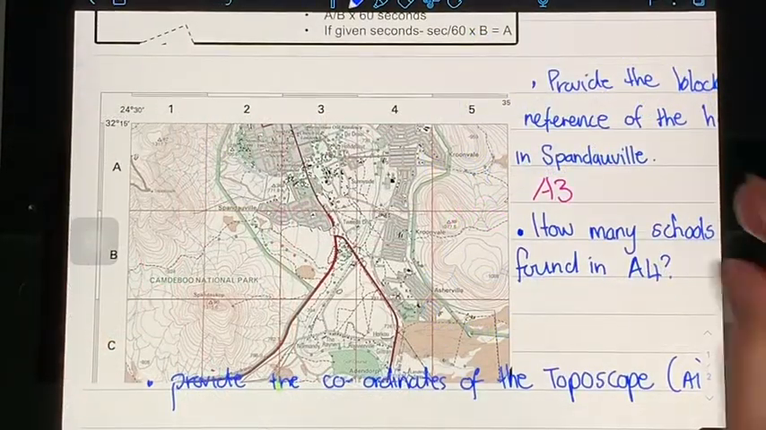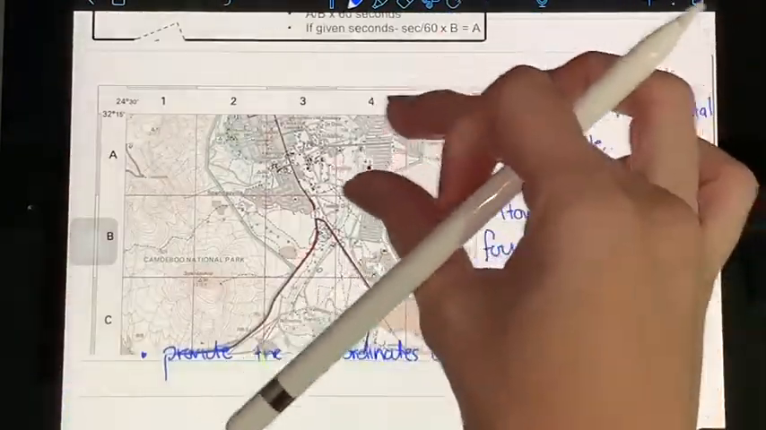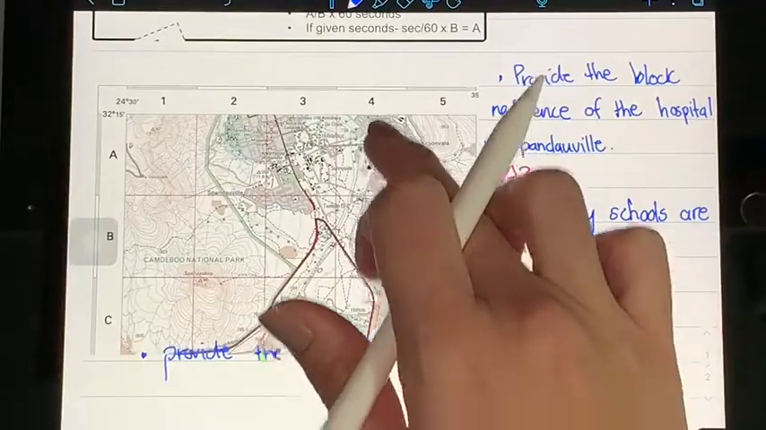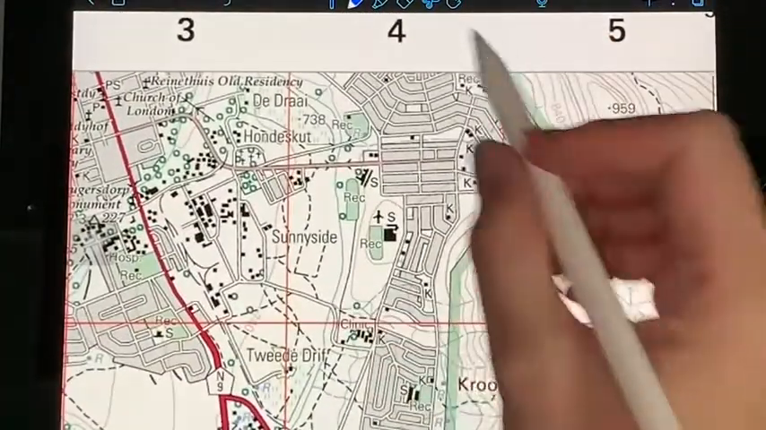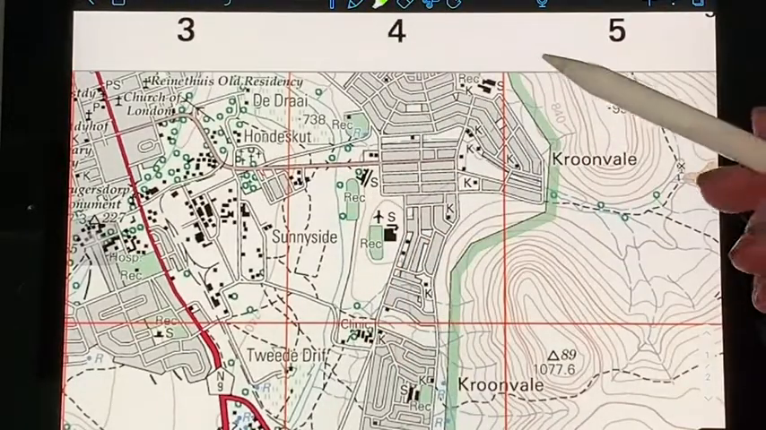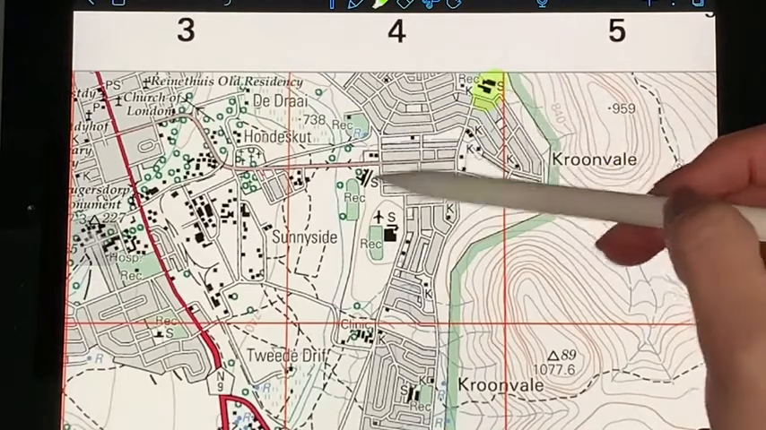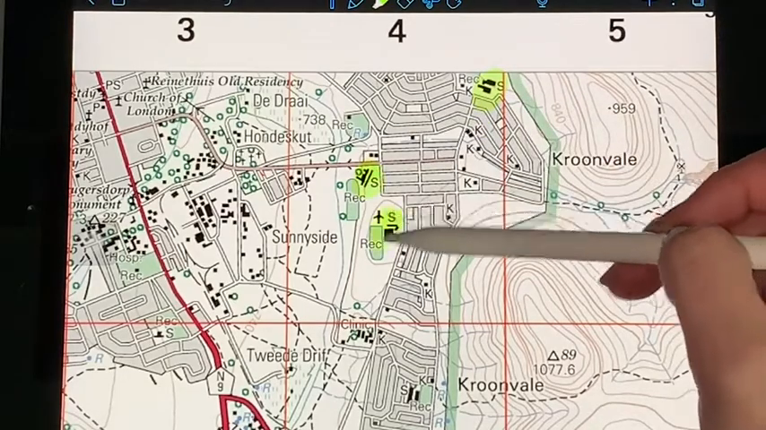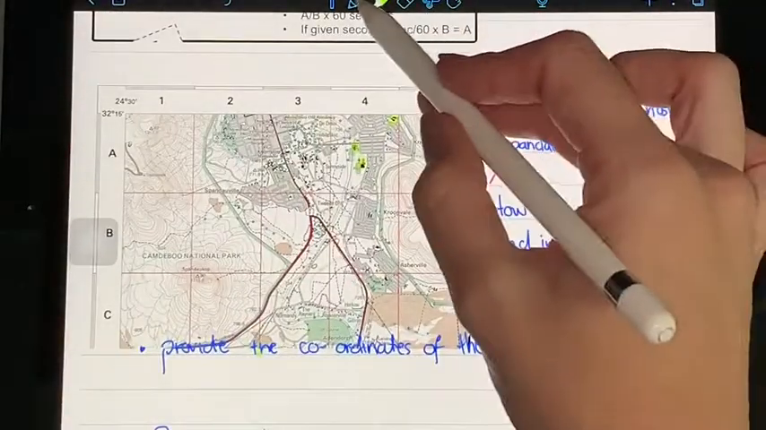Our next question asks us to look at how many schools are found in A4. So we find block A4 by looking at the row A and the column 4. And then we need to find the symbol of the school and count how many we can find. So the symbol for school is an S. So here's 1, and then the next one, number 2, number 3. And so there are 3 schools found in A4.